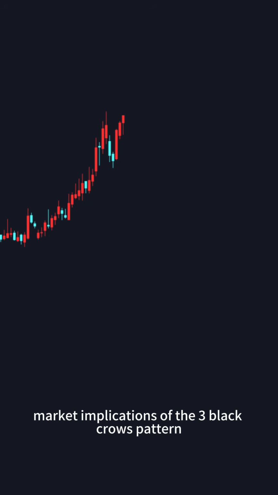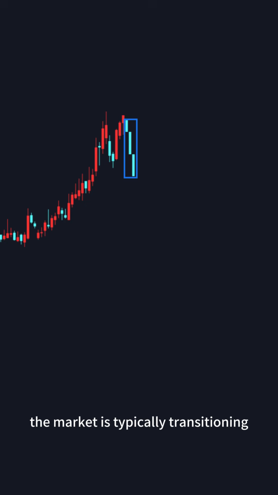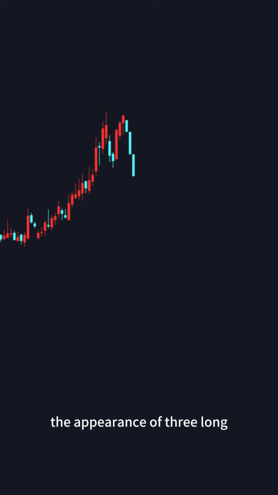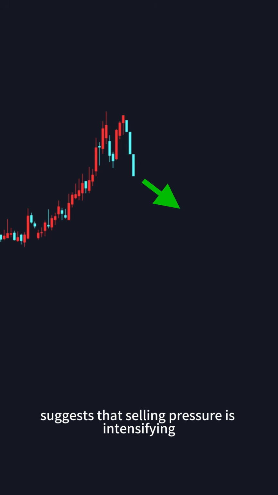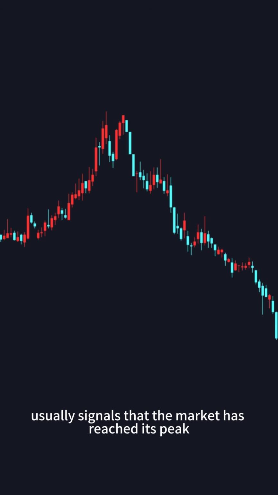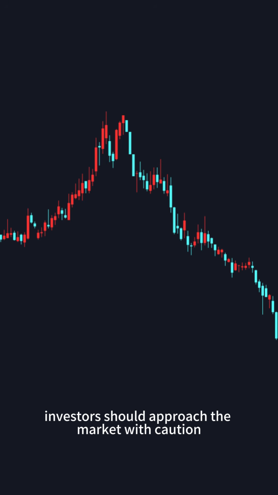Market implications of the three black crows pattern. When the three black crows pattern appears, the market is typically transitioning from a period of rising prices to a weakening phase, with increasing selling pressure. The appearance of three long bearish candles suggests that selling pressure is intensifying and that investor confidence is being shaken. This is a very strong bearish signal. This pattern usually signals that the market has reached its peak and may continue to decline. Investors should approach the market with caution.